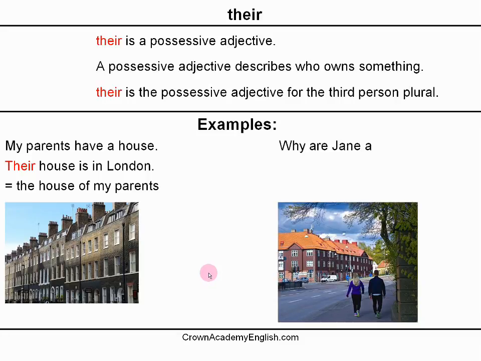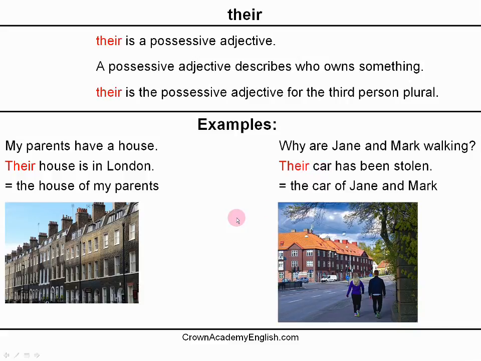Example. Why are Jane and Mark walking? Their car has been stolen. So their car, it means the car of Jane and Mark. So we say that their car has been stolen. Okay, so it's a very specific meaning. It's possession.